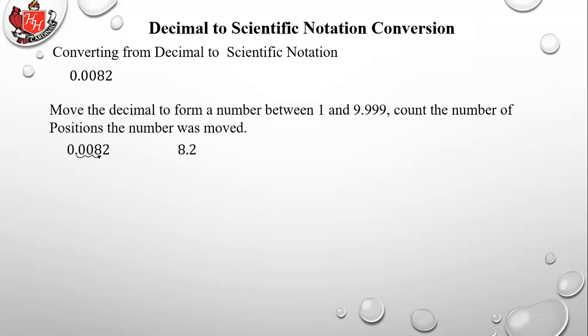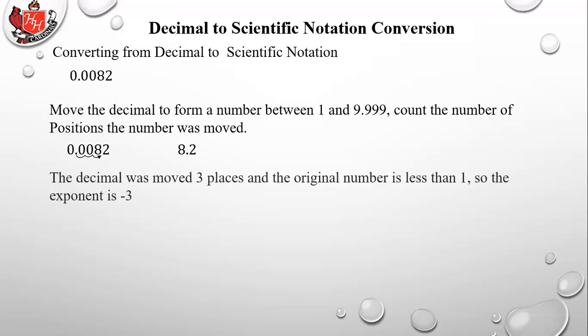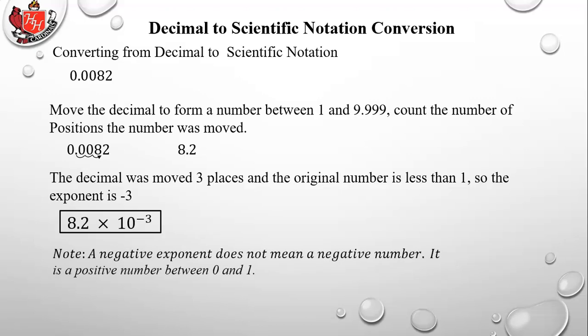And there you go. You move it from where it was to in between the 8 and the 2. That creates the number 8.2. That is a number between 1 and 9.999. The decimal was moved 3 places, and the original number is less than 1, so the exponent is a negative 3. So you would write that number as 8.2 times 10 to the negative 3rd. So note, a negative exponent does not mean a negative number. It is a positive number between 0 and 1.